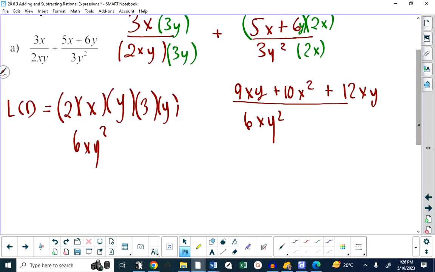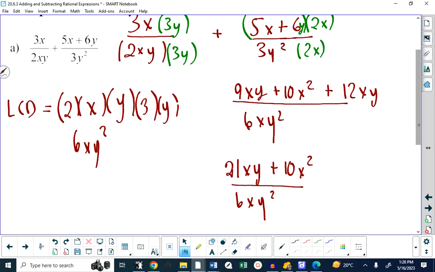I'm going to take the 9xy plus the 12xy and put them together as 21xy plus 10x squared over 6xy squared. Is there anything I can do here? What, Eli? Right. So factor, take it out means to factor it.